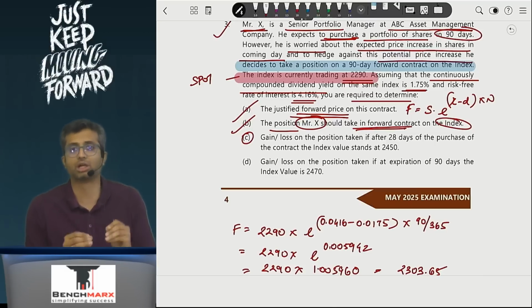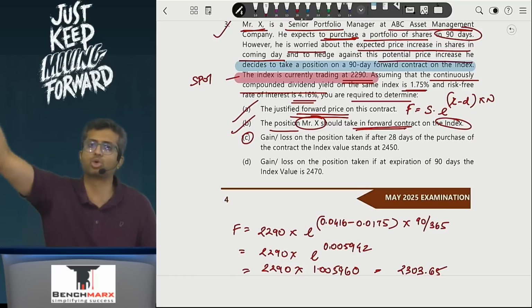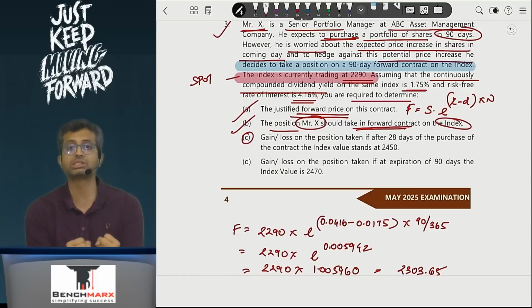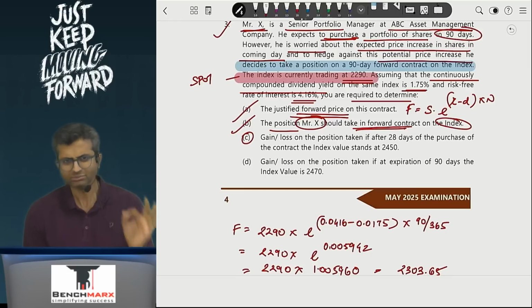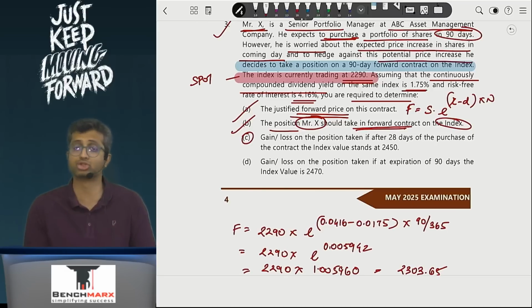So currently you are neither long nor short. However, later you are likely to buy, and hence if your expectation is that the price is going to increase, your portfolio shares are likely to increase, the index will also likely increase, and hence you should ideally take a position which is long, in which case you will buy the index.